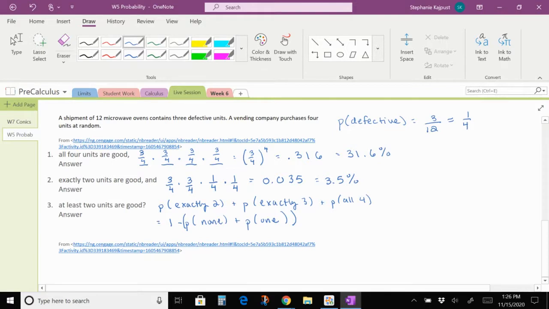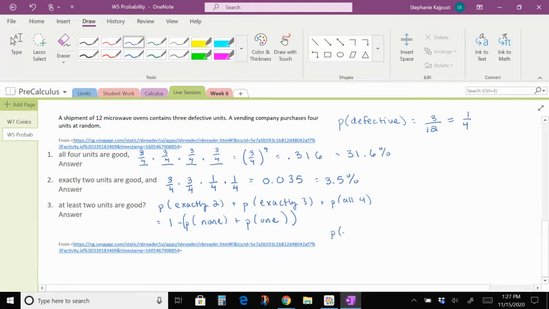So we already found the probability of all 4 and the probability of exactly 2. So for a situation like this, I would probably not use the complement. I would just have to figure out, okay, what is the probability that exactly 3 are good, and then add all of those up. And it should be under 100%, because probabilities can't be over 100%. So we would need to figure out the probability of exactly 3.